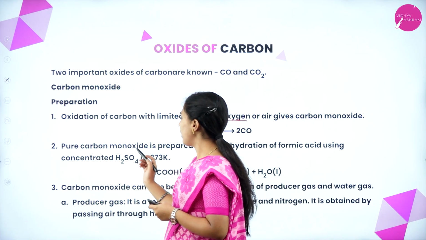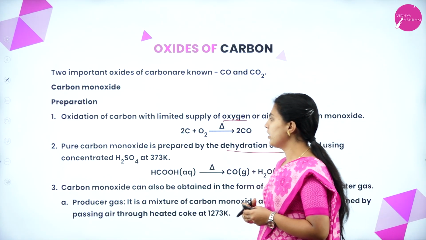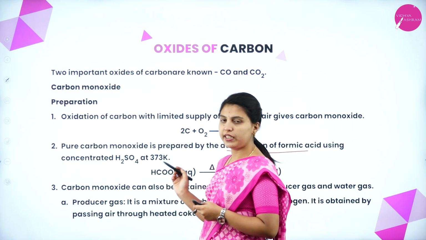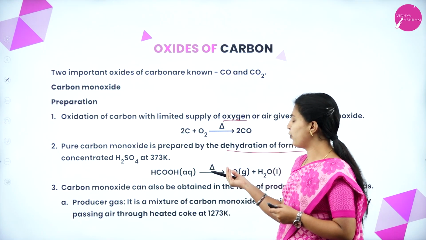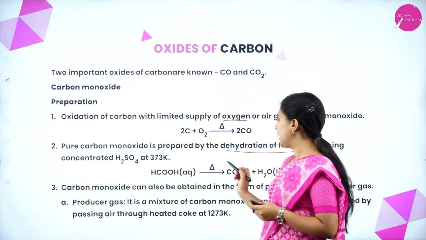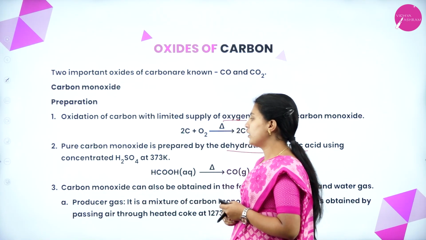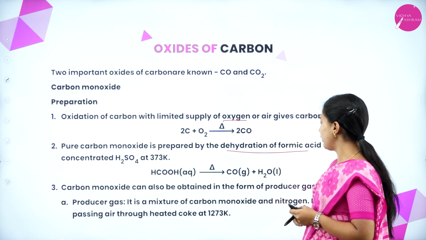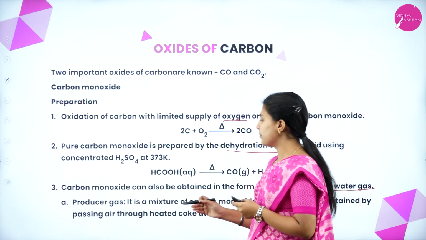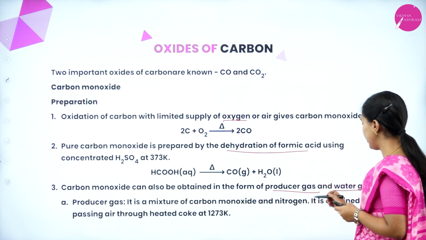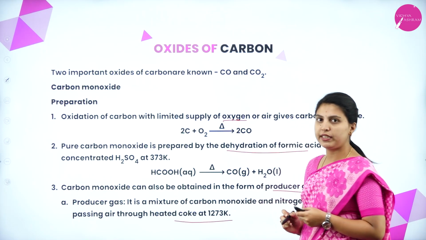Another method: pure carbon monoxide is prepared by the dehydration of formic acid using concentrated H2SO4 at 373 Kelvin. Formic acid means HCOOH. Dehydration means removal of a water molecule, which will form carbon monoxide, and the water molecule will be the removal part. Another method: carbon monoxide can also be obtained in the form of producer gas and water gas. Producer gas is a mixture of carbon monoxide and nitrogen. It is obtained by passing air through heated coke at 1273 Kelvin.